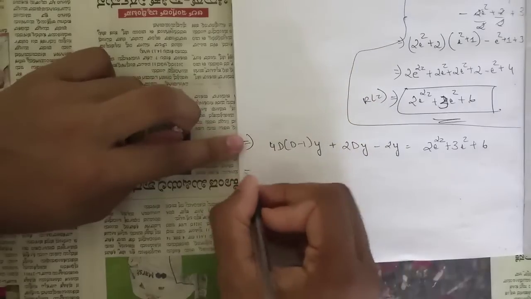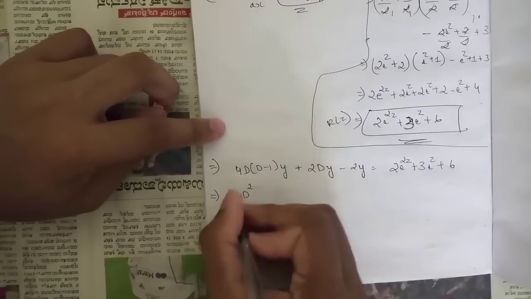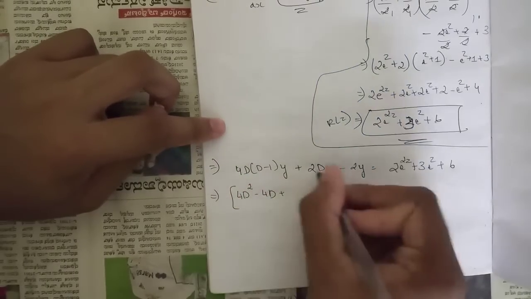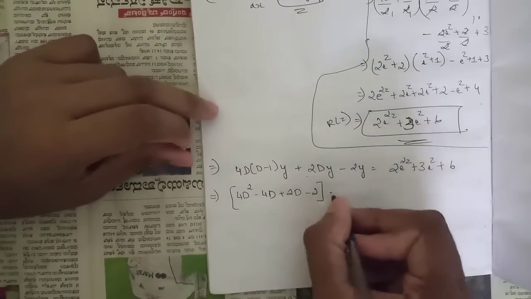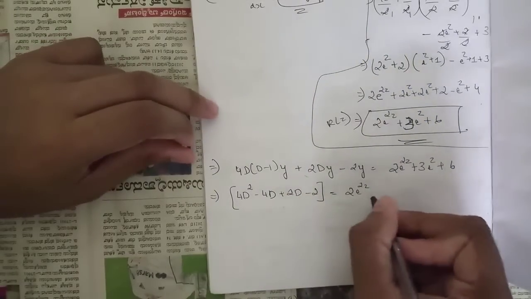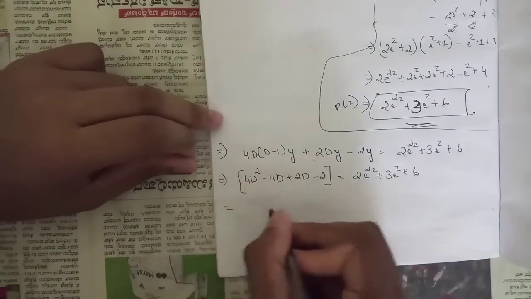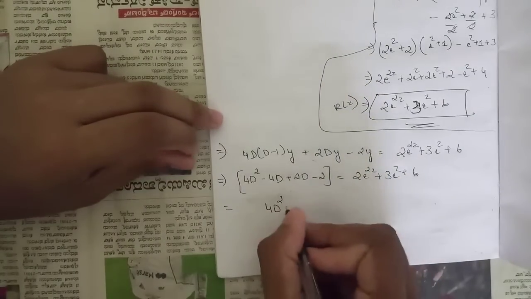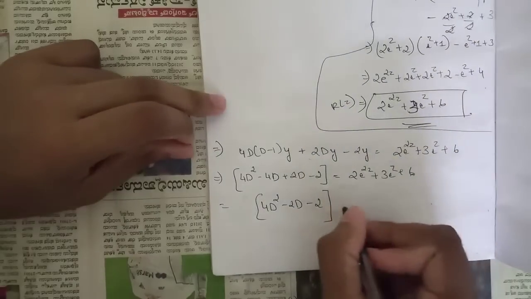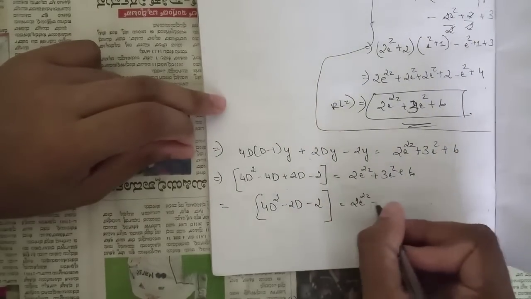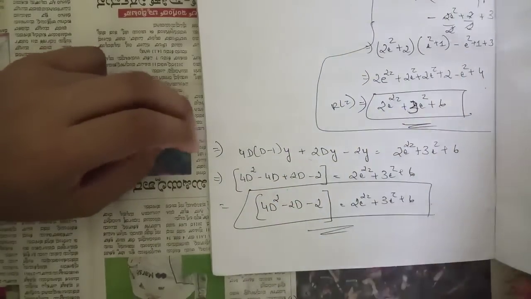Okay, so now multiply 4d again, 4d square minus 4d plus 2d minus 2 is equal to 2 e power 2z plus 3 e power z plus 6, right? So we get 4d square minus 2d minus 2 is equal to 2 e power 2z plus 3 e power z plus 6. So we have got it.